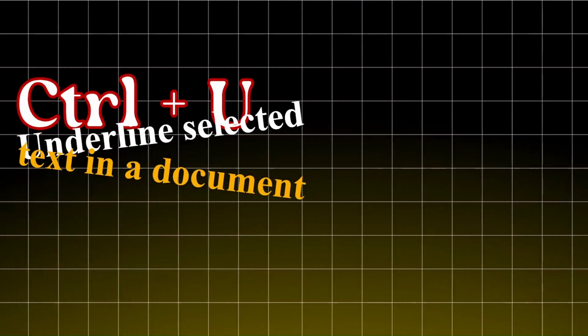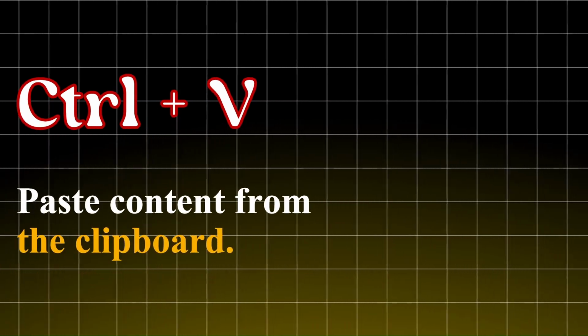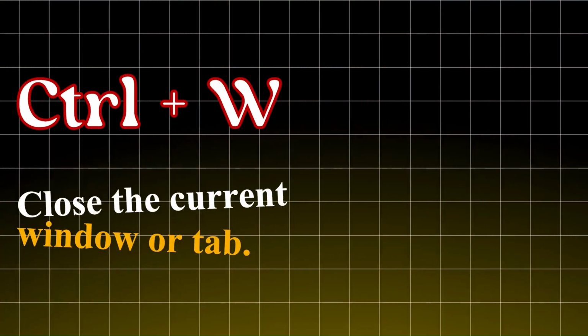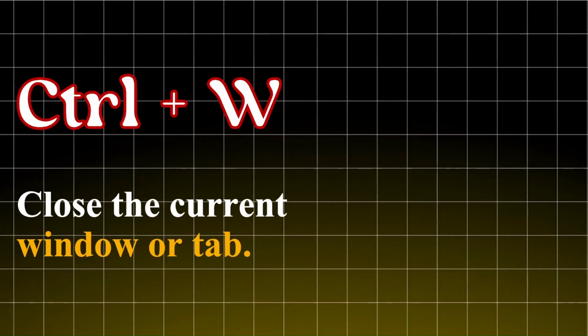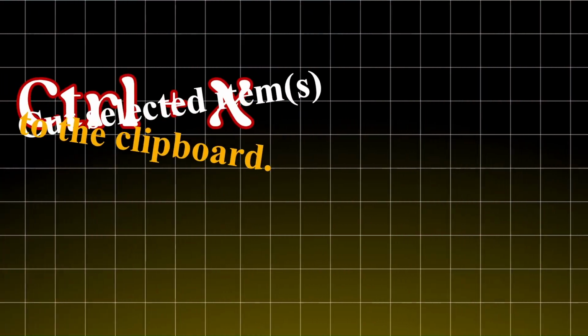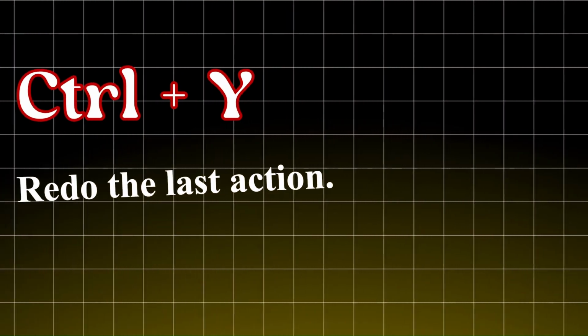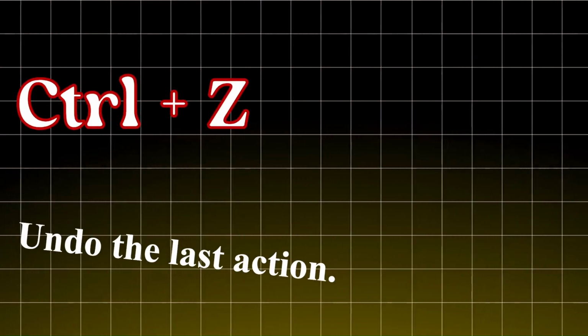Ctrl plus U, underline selected text in a document. Ctrl plus V, paste content from the clipboard. Ctrl plus W, close the current window or tab. Ctrl plus X, cut selected items to the clipboard. Ctrl plus Y, redo the last action. Ctrl plus Z, undo the last action.